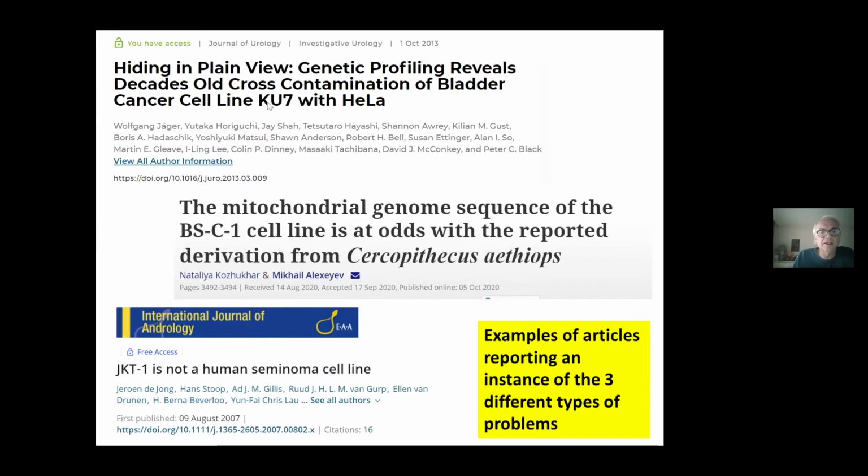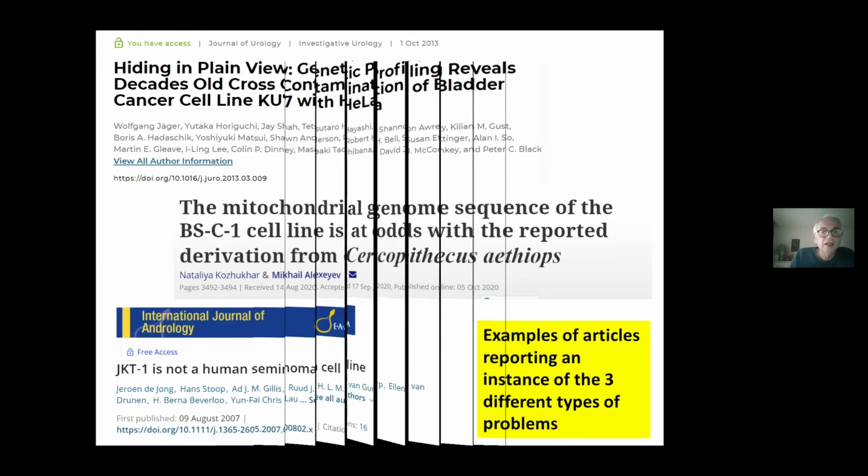Here a cell line, which was thought to be a urinary bladder cell line, but unfortunately it's HeLa. Here, very recent, they sequenced the mitochondrial genome of a cell line, which was thought to come from one monkey species, Cercopithecus aethiops, but it's not from that monkey, it's from another monkey. And here, the third example is a cell line which is from human. It's a cancer cell line, but it's not what it was thought to be, which was a seminoma cell line. It's totally different.